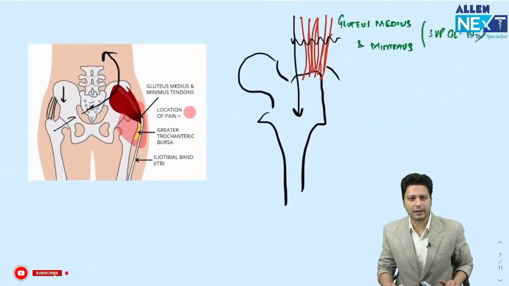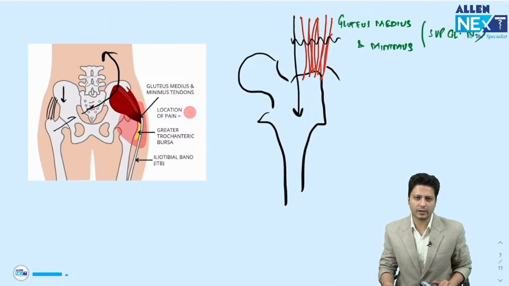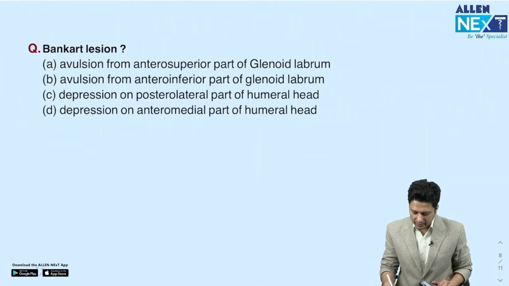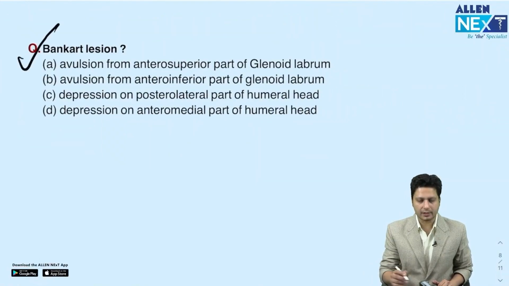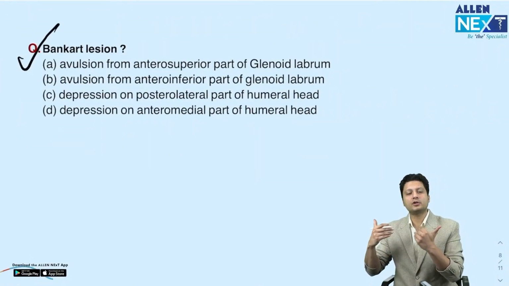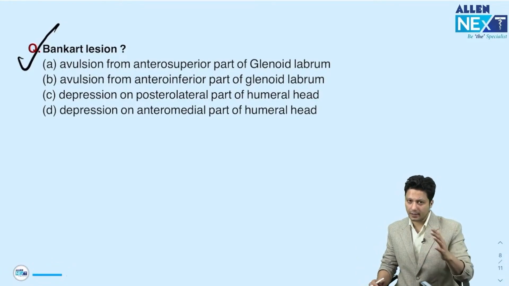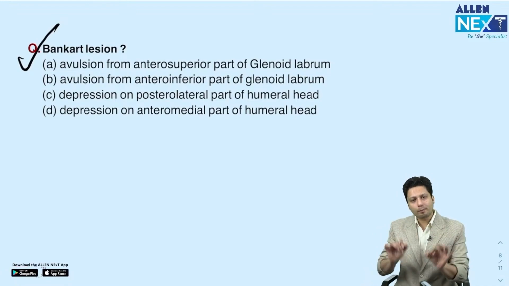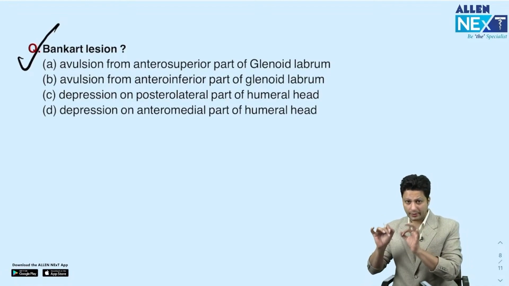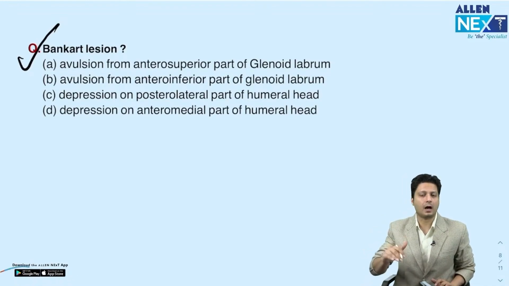So this was obviously a very obvious question with a very obvious answer. All right. Another very practical question, the Bankart lesion. Dislocation of the shoulder joint is a topic which they are asking again and again. And this time they have asked a complication which is related to the shoulder joint dislocation. So what is that? A Bankart lesion.